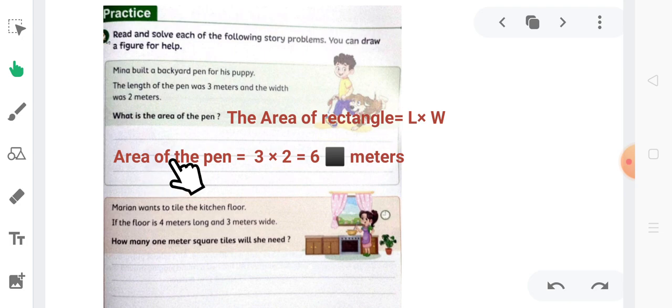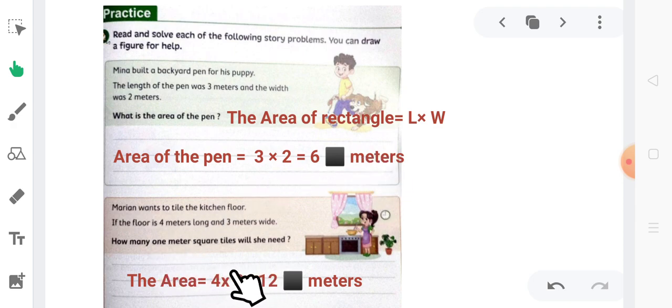The second one: Marianne wants to tile the kitchen. When I say tile, it means cover, so I'm talking about the area. The kitchen floor is 4 meters long, long means the length, and 3 meters wide, wide means the width. So the area equals length times width. How many 1 meter squares? Square units, so I'm talking about the area. Let's solve this question. The area, 4 times 3 equals 12 square meters.